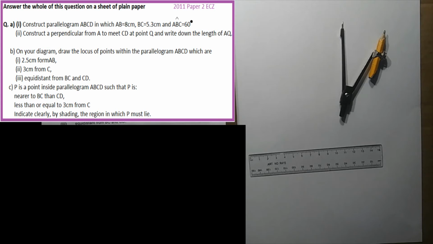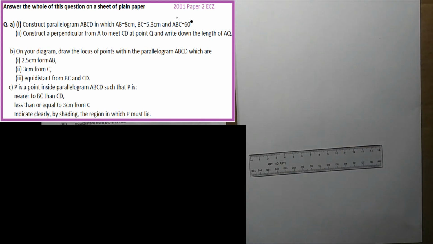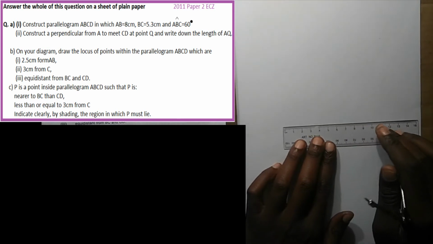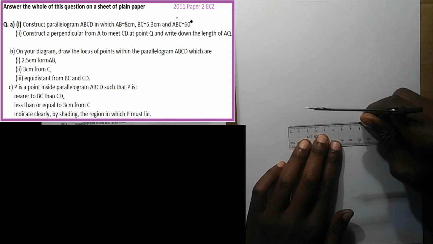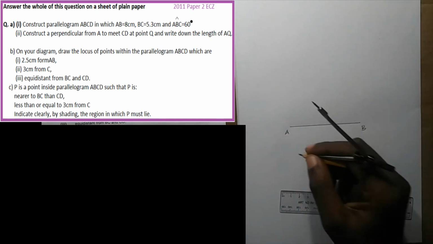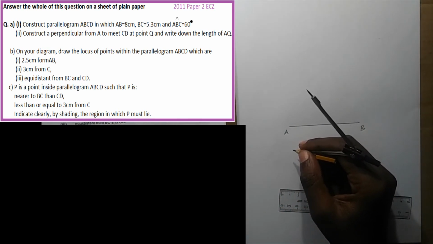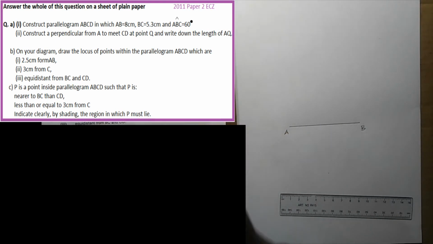In this lesson, we are answering a question on construction from 2011. This is ECZ Mathematics Paper 2, and the question says, construct a parallelogram ABCD in which AB is 8 centimeters. So we are going to draw 8 centimeters here. Okay, so this is A, B, 8 centimeters, and then BC is 5.3 centimeters, and the angle B is 60 degrees.